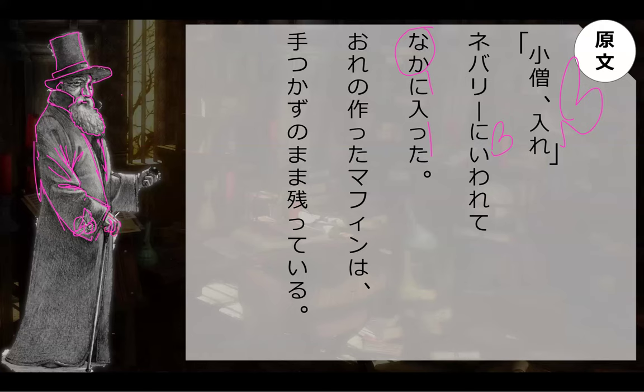Ore no tsukatta muffin wa, the muffin which I made, te o tsukazu no mama nokotte iru. They were left in the same way, untouched. Yes, they were left as they were, untouched. They're still untouched, left behind. Perfect.